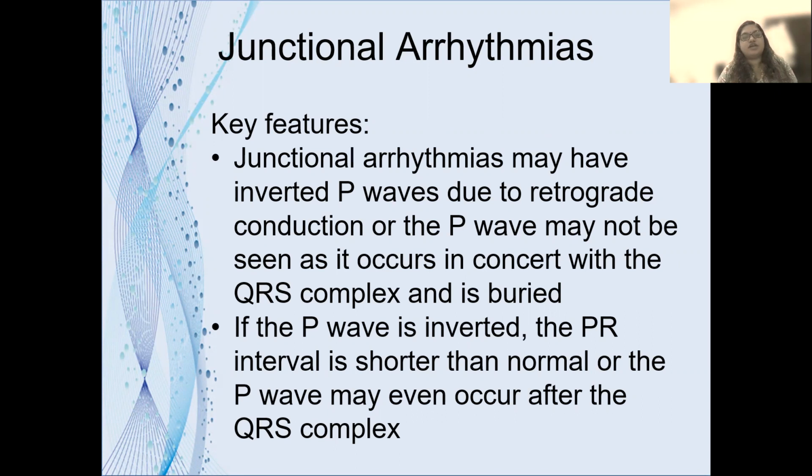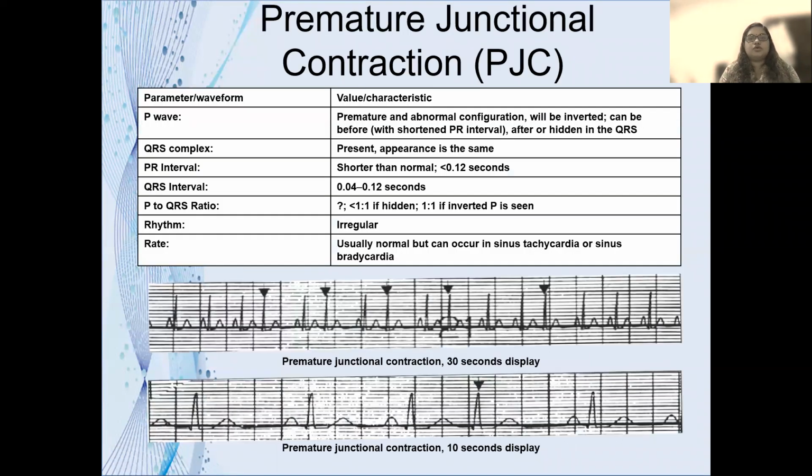Junctional arrhythmias may have inverted P waves due to the retrograde conduction of the P wave, which may not be seen as it occurs in concert with the QRS complex and is buried, so you can't see it clearly. If the P wave is inverted, the PR interval is shorter than normal, or the P wave may even occur after the QRS complex. So this is a premature junctional contraction. So you can see that the P wave is premature and abnormal configuration can be there.